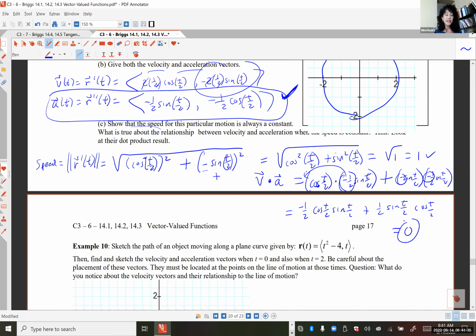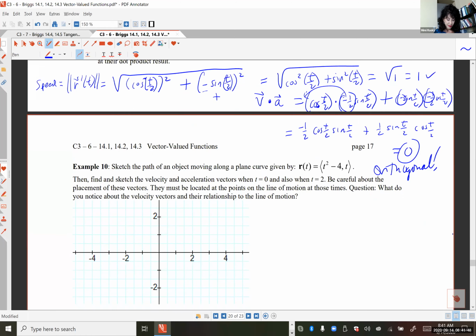No, no, no, no. For this problem, this circular motion, it turns out that velocity and acceleration are orthogonal to each other, because their dot product is 0. That's cool. That's really cool.